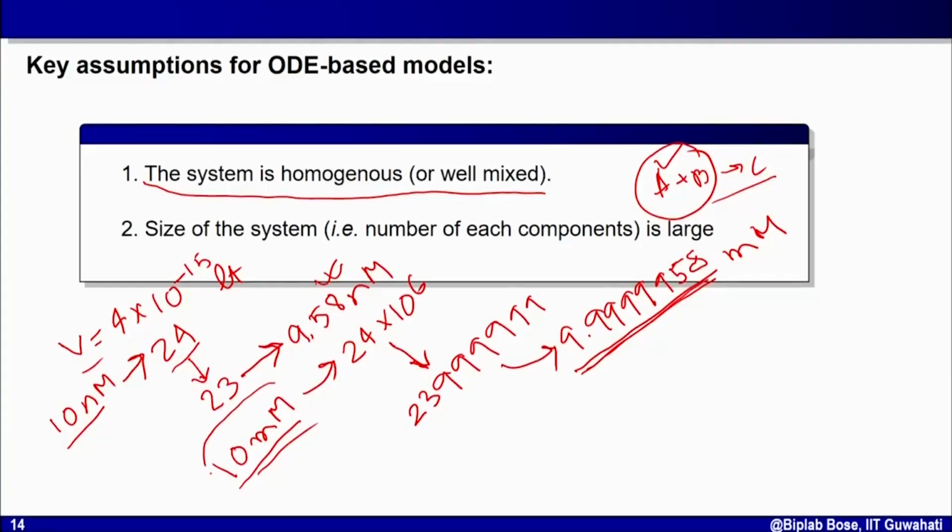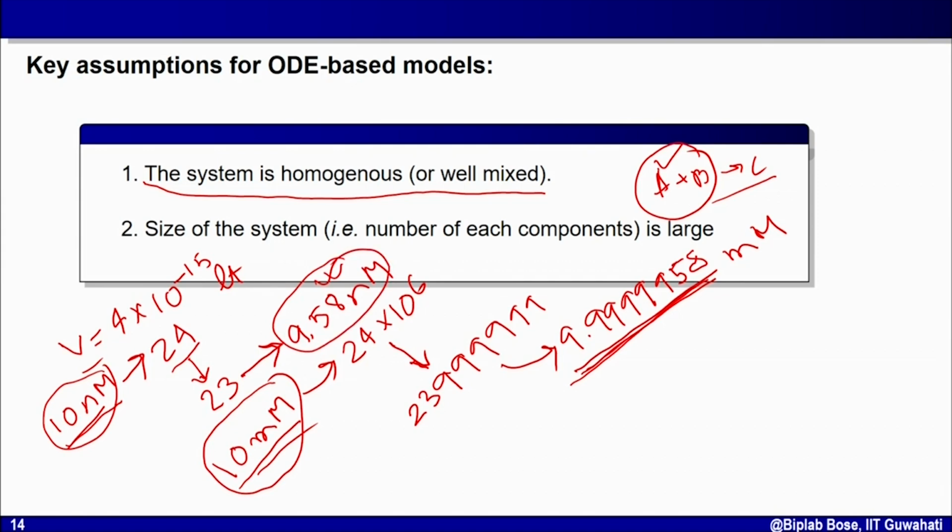If you have to model this system using an ordinary differential equation, the dependent variable should not change abruptly. It should change continuously. So for this type of system, if the concentration is high, at 10 millimolar, then I can easily assume that these changes are happening smoothly and continuously. But if the concentration is very low, suppose 10 nanomolar, then a simple change of one molecule will cause an abrupt change in concentration, and I cannot use ODEs for this type of system.